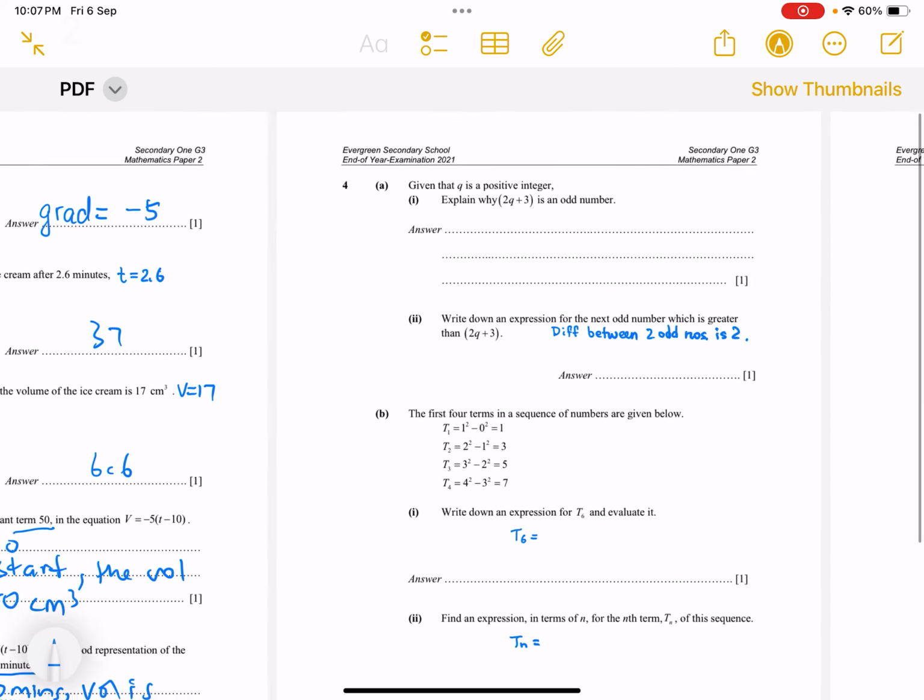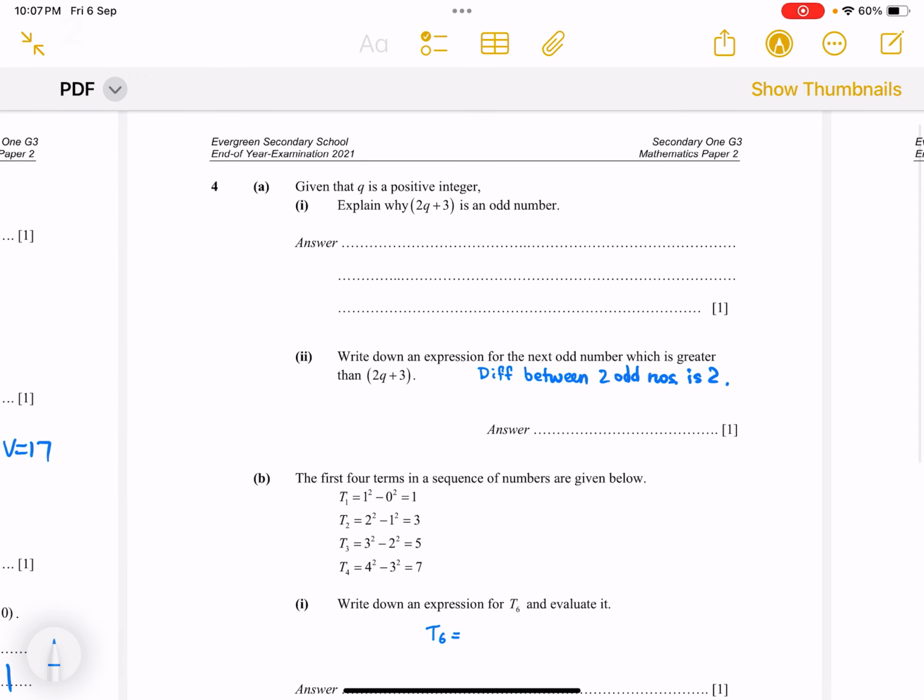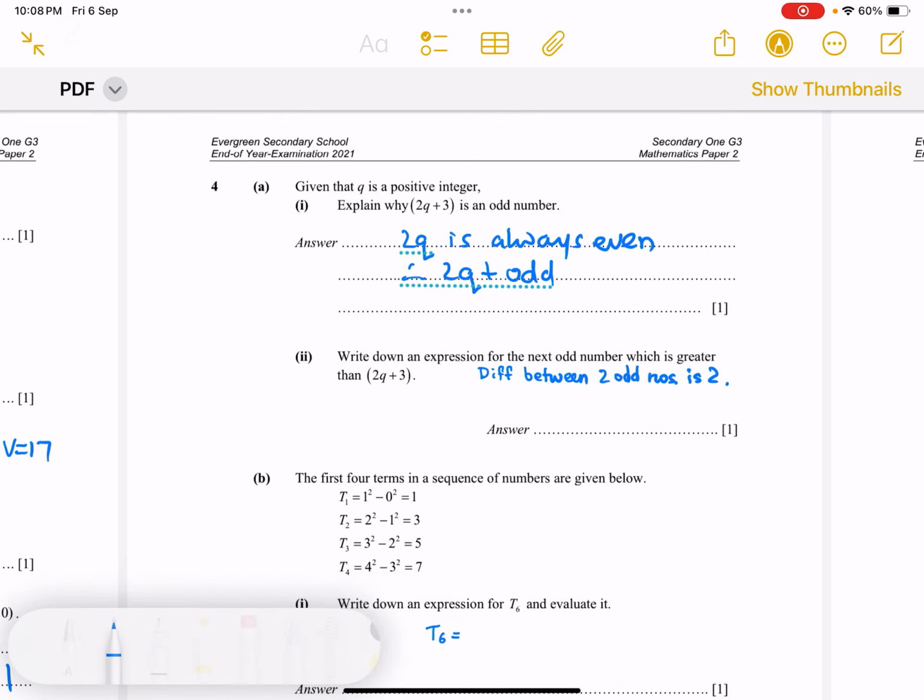Right, now we move on to the next part. Given that q is a positive integer, explain why this is an odd number. Now, 2q is always even because it's multiplied by 2. Therefore, if you add an odd number, or you add 3, it will be an odd number.